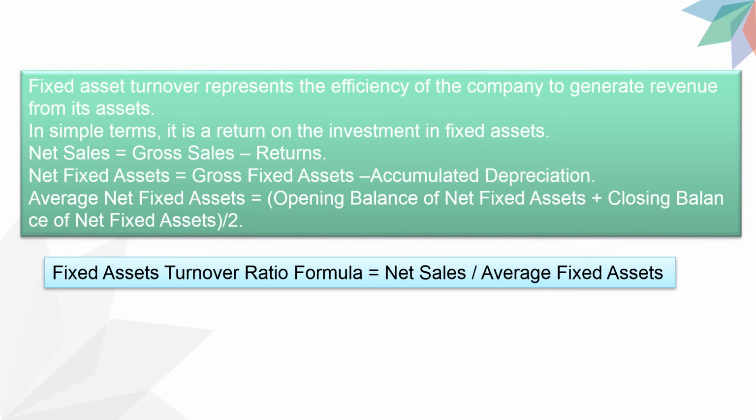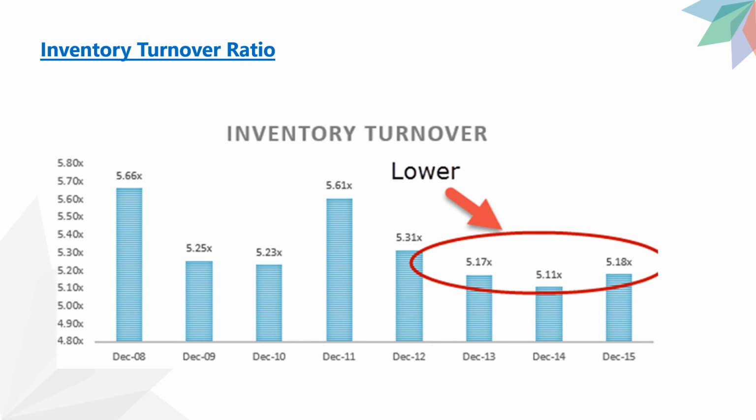Fixed asset turnover represents the efficiency of the company to generate revenue from its assets. In simple terms, it is a return on the investment in fixed assets. Net sales equals gross sales minus returns. Net fixed assets equals gross fixed assets minus accumulated depreciation. Average net fixed assets equals opening balance of net fixed assets plus closing balance of net fixed assets divided by 2. Fixed assets turnover ratio formula equals net sales divided by average fixed assets.